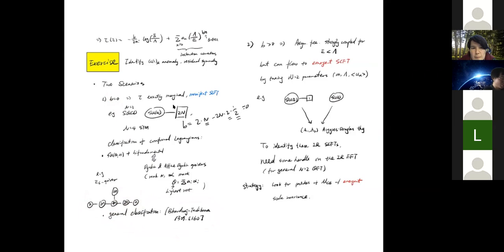Okay, a somewhat more interesting case is when this one loop running is non-trivial. So B is bigger than 0, and this means that you have an asymptotically free theory that's strongly coupled in the IR, for energy scales smaller than the dynamical scale, okay? And in this case, you don't have manifest superconformal invariance, but you can have emergent superconformal invariance in the IR, and it could be an emergent superconformal field theory.